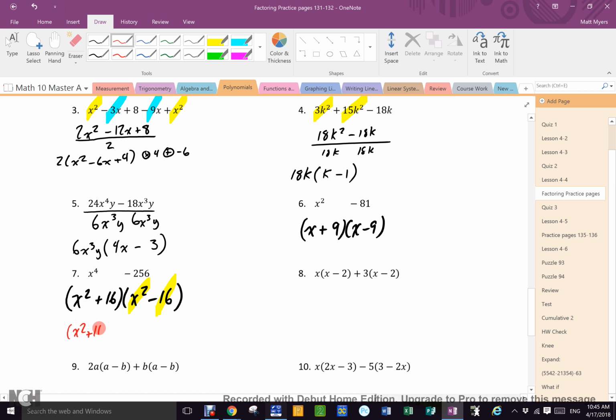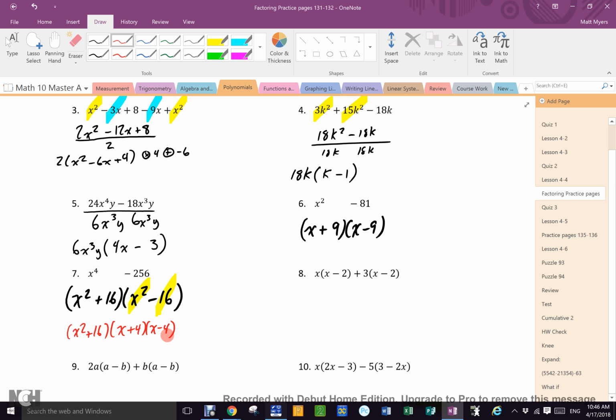X squared plus 16. What's this now? X. When it was 81, it was plus 9 minus 9. So when it's 16, what is it? Plus 4 minus 4. Everybody good? Okay. 8 is when everybody freaks out. Right?